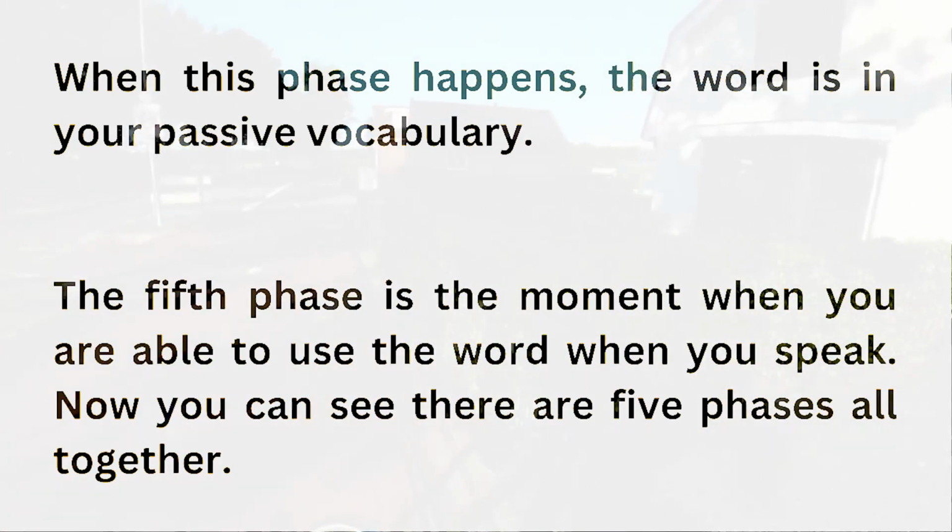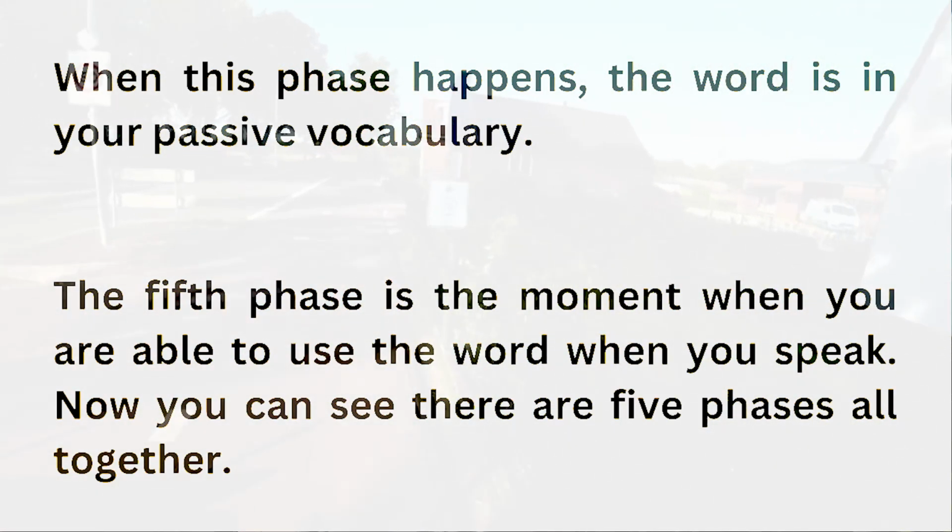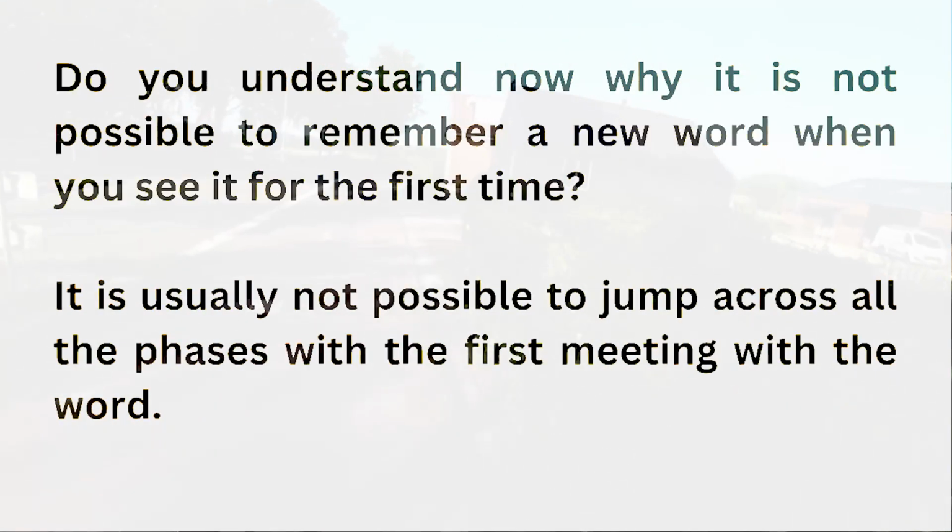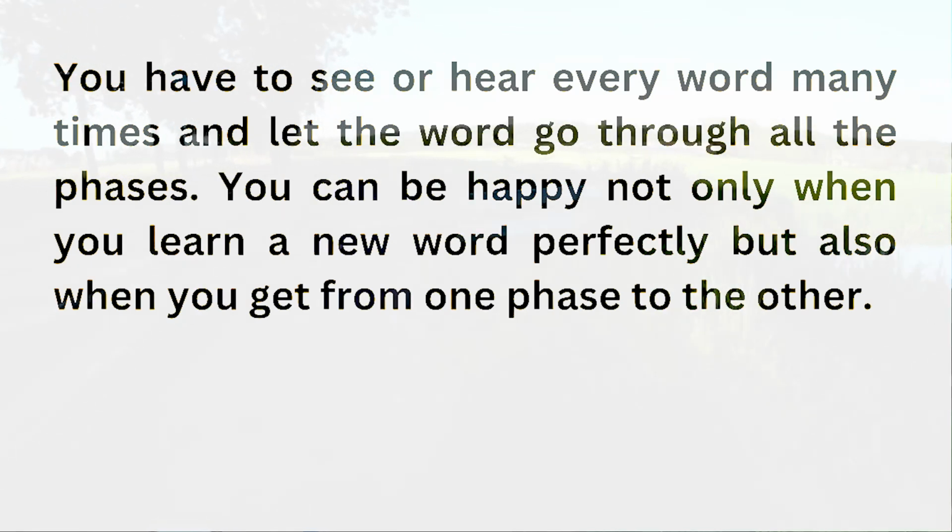Now you can see there are 5 phases altogether. Do you understand now why it is not possible to remember a new word when you see it for the first time? It is usually not possible to jump across all the phases with the first meeting with the word. You have to see or hear every word many times and let the word go through all the phases.